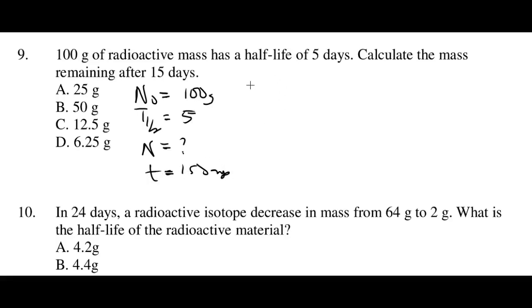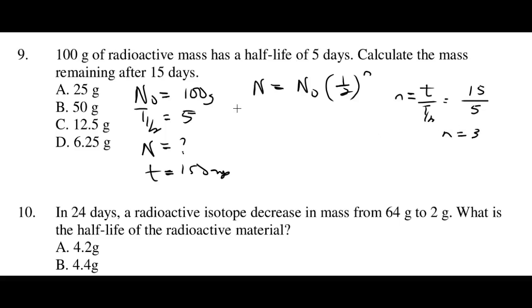15 days. Okay, our formula remains N equals N naught into half to the power of n, and our n is t over t half. So what is t? 15 days. What is t half? 5 days. So our n is 3. So let's come back here. We have N equals 100 multiplied by half to the power of 3.